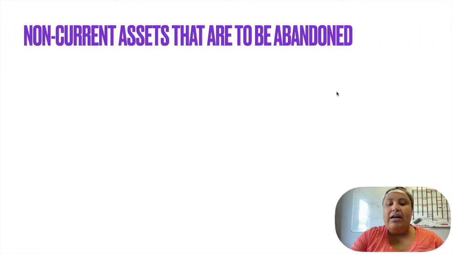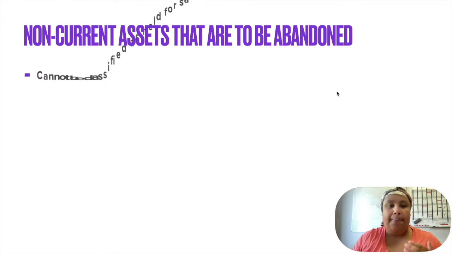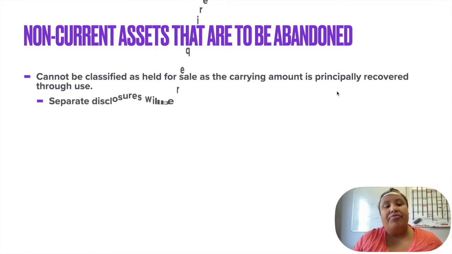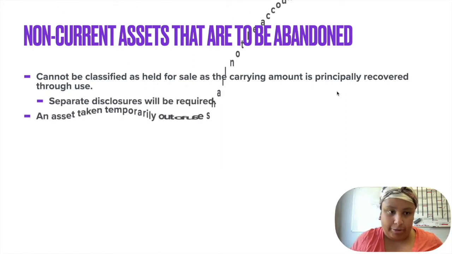Okay, now the next thing in terms of recognition I want to look at is just assets that are abandoned. Okay, now with assets that are abandoned, IFRS tells us that we cannot classify them as held for sale because the carrying amount is principally being recovered through use. And of course, you can only classify it as held for sale if you're recovering your carrying amount through sale. Okay. However, there are going to be separate disclosures that are required if your assets are abandoned.